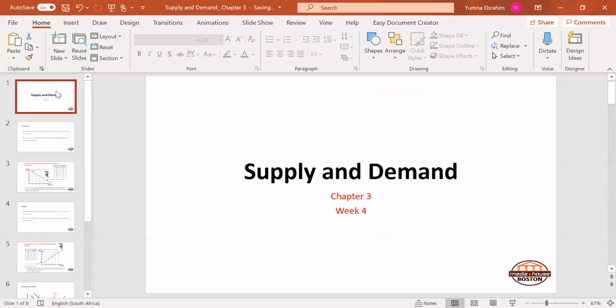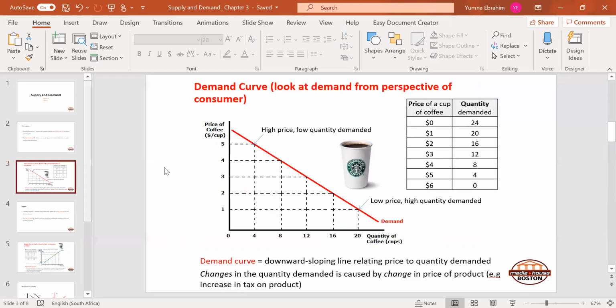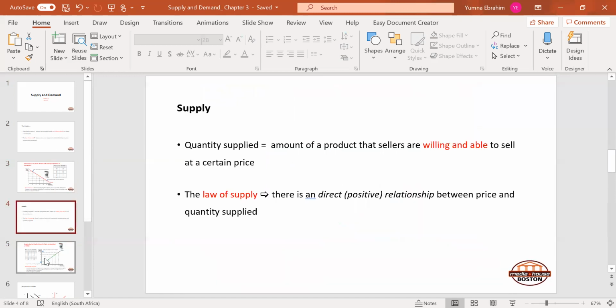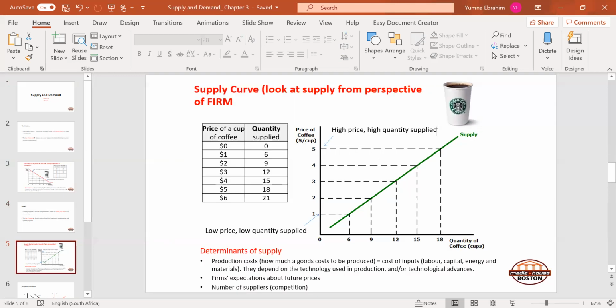Okay, from this basic recording, what must you understand? First of all, what is supply? What is demand? Be able to explain the difference between supply and demand, and then be able to explain why the demand curve is downward sloping and why the supply curve is upward sloping.